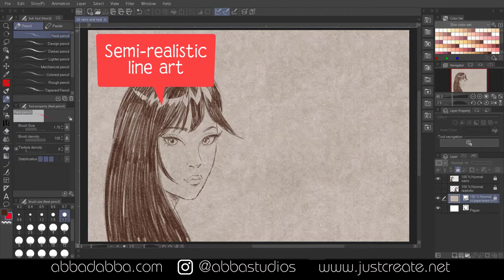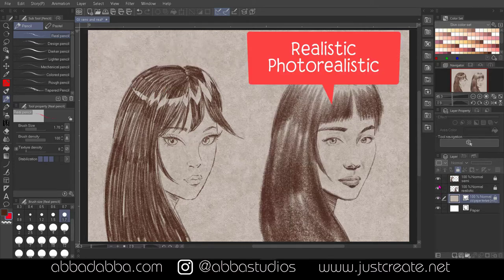We have semi-realistic line art cartoon drawing, which attempts to represent reality. And the other style is realistic photorealistic drawing, which uses tones and values to represent reality.